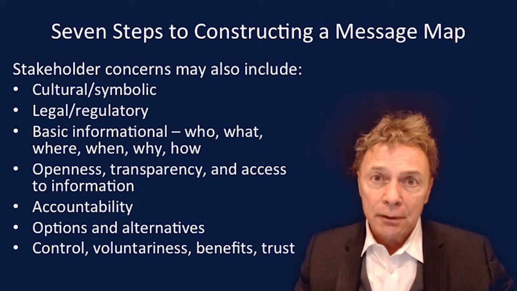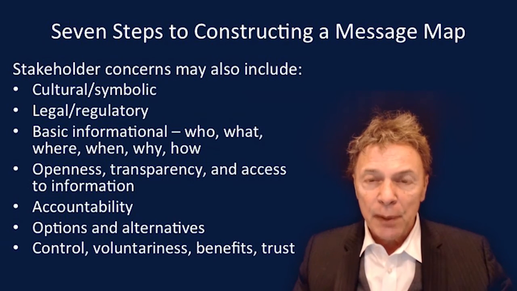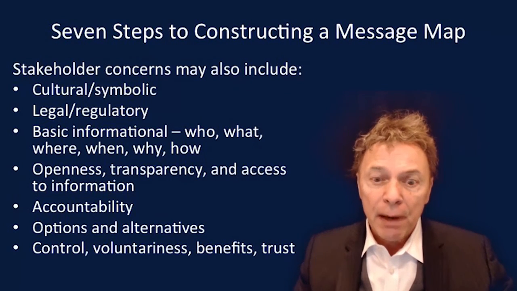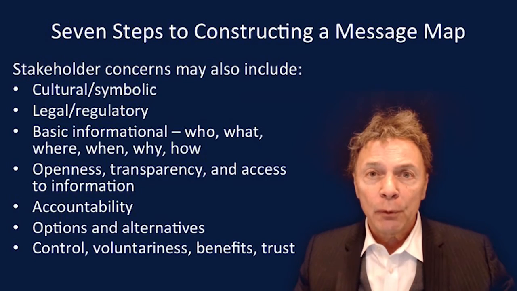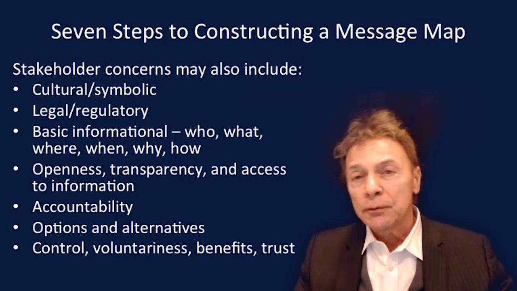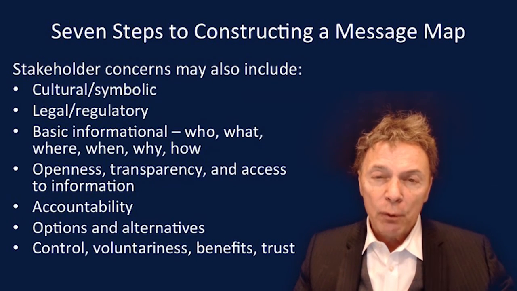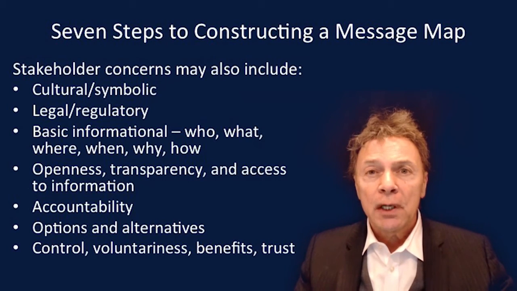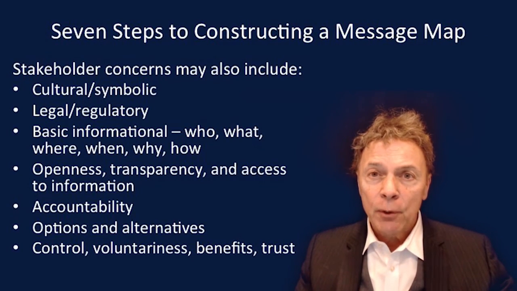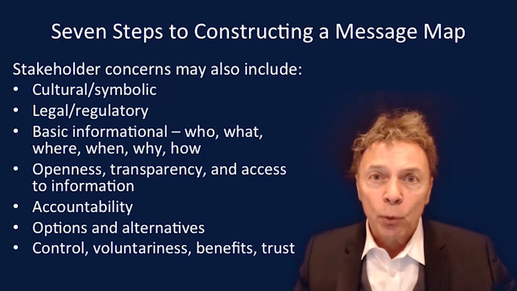Might go back to the very basics and basic informational concerns: who, what, where, when, why, how, the 5 W's and the 1 H. People might have questions about openness, honesty, transparency, access to information, accountability. What are the options available? What alternatives are being considered? Let alone questions about to what degree is the issue under control, or are we being asked to do things involuntarily or being imposed upon us? What are the benefits of the suggested remedies? Let alone fundamental questions about trust, such as are you honest, open, transparent, caring, empathetic, competent, expert, wise in your decision making?